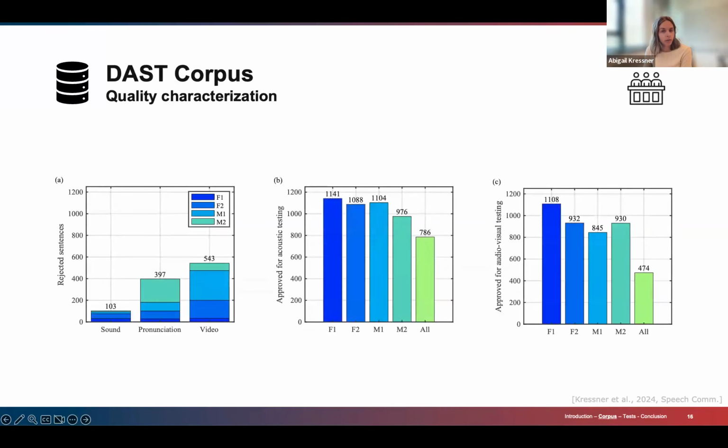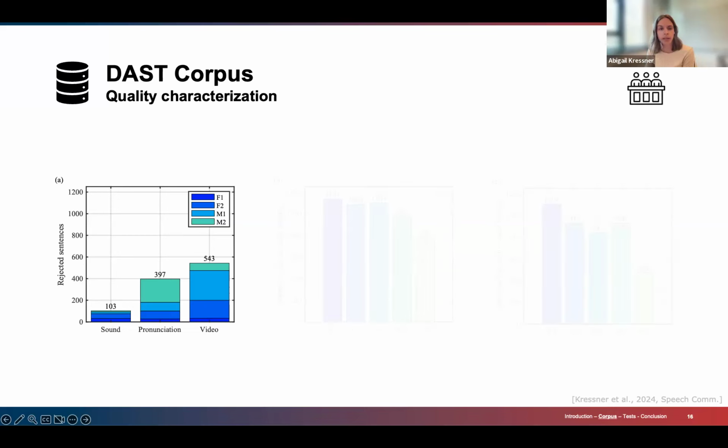I'll give you a brief preview of the quality evaluation as well here. So this figure on the left summarizes the number of sentences that were rejected for use in speech and noise testing based on either the sound quality, pronunciation, or video quality. The colors are used to indicate the individual speakers. So you can see here that female 1, represented by the dark blue color, had the fewest rejected sentences.